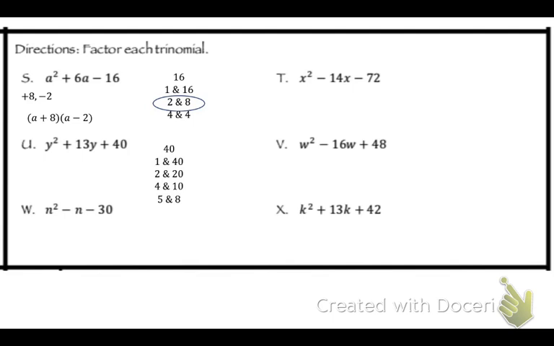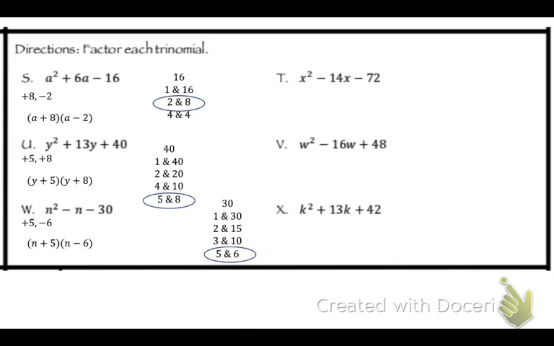Okay, this one, we're going to write out the factors of 40. So we have 1 and 40, 2 and 20, 4 and 10, 5 and 8. It has to add to be 13. So that's going to be 5 and 8. So that's going to be y plus 5, y plus 8. This last one, 30. We have 1 and 30, 2 and 15, 3 and 10, 5 and 6. Has to add or subtract to be negative 1. So that's going to be positive 5 and negative 6. 5 times negative 6 is negative 30. 5 minus 6 is negative 1. So that becomes n plus 5 and n minus 6. Okay, you do the rest, and those are the answers, so you can double check those.